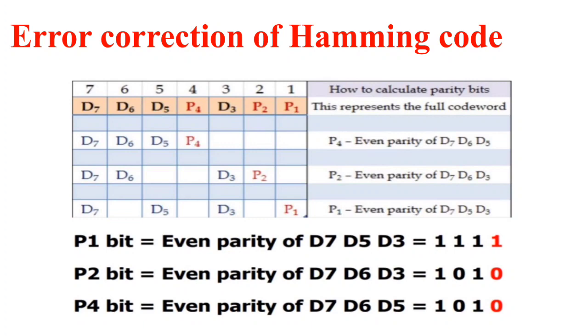Now the figure shown here represents the error correction of Hamming code. By making use of all these concepts, we can calculate the error correction of Hamming code. So here we are given the 7 bits, which are D7, D6, D5, D3 and P4, P2 and P1. So let us see how to calculate the parity bits. P4 is the even parity of D7, D6 and D5. P2 is the even parity of D7, D6 and D3, and P1 is the even parity of D7, D5 and D3. By making use of this concept, you will be able to calculate the error correction of Hamming code.